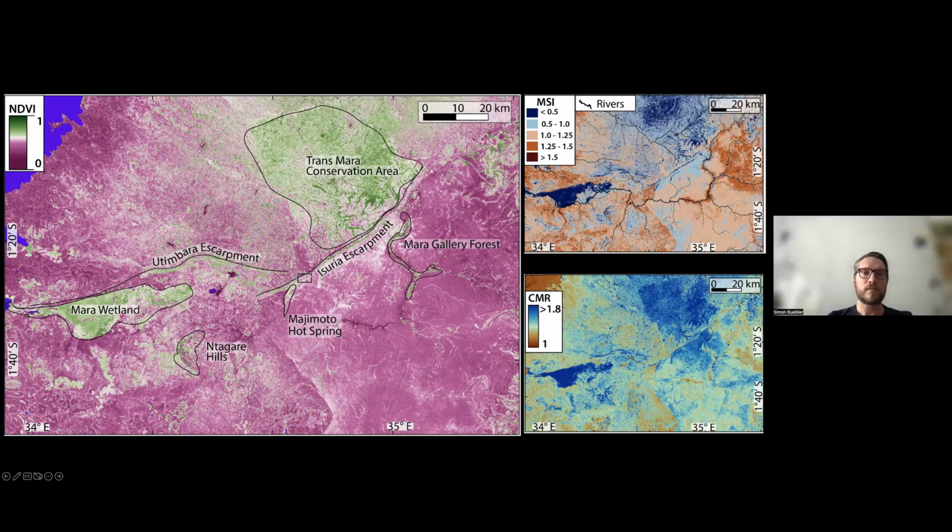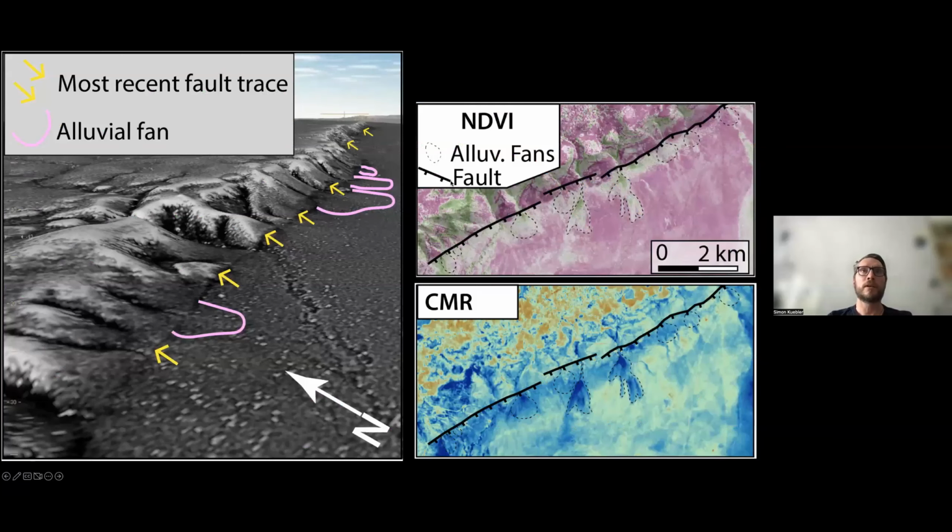And to zoom in a little more, you can see some features that are particularly interesting, like these small-scale fault-controlled alluvial fans along the Isuria fault, and you can see how they show up in both the NDVI and clay mineral ratio maps. So probably through transport of sediment as a consequence of tectonic faulting, you can see how this serves as both a water storage and a provider of vegetation and clay.